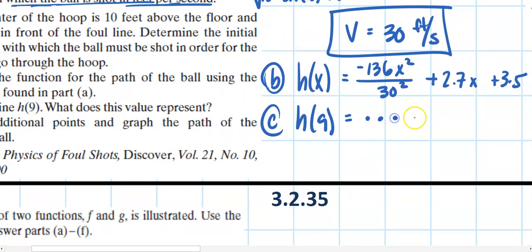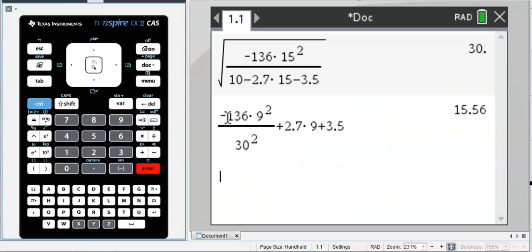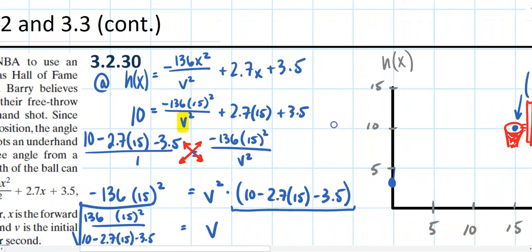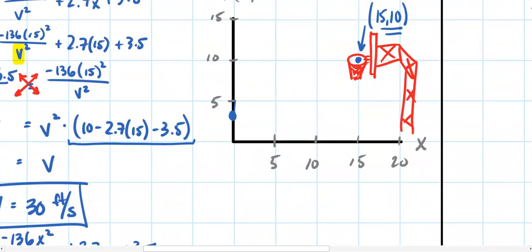I'm not going to show the setup here on paper, but on the calculator I do see that this function evaluated at 9 ends up being 15.56. And if you recall how this equation was established, x represented the horizontal distance in front of the player, and y, or h of x, represented the height of the ball. So on this particular graph, at an x value of 9, the height of the basketball is about 15.6 feet above the ground. So that would end up being a data point right about here.